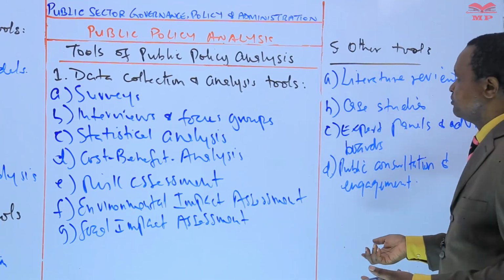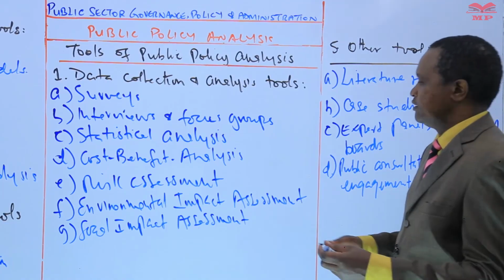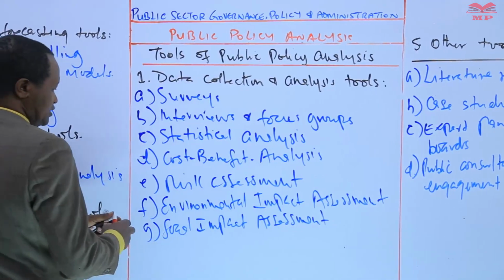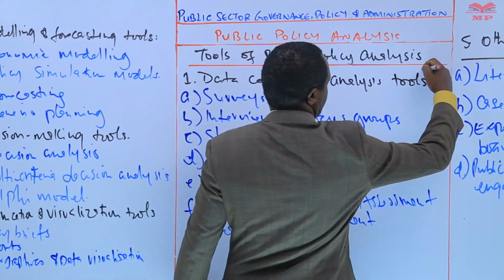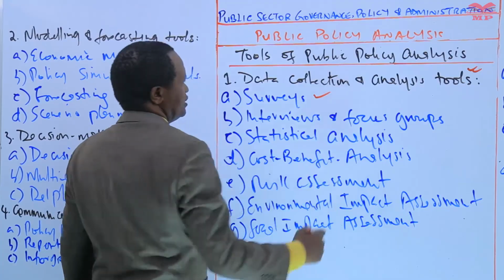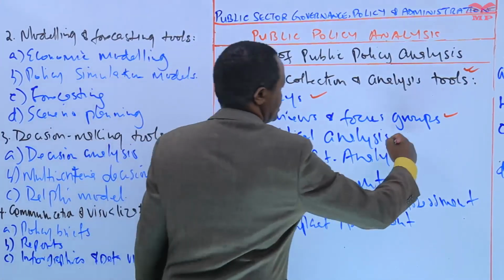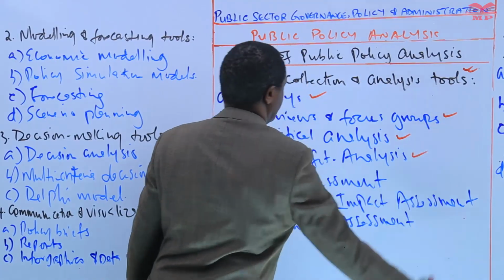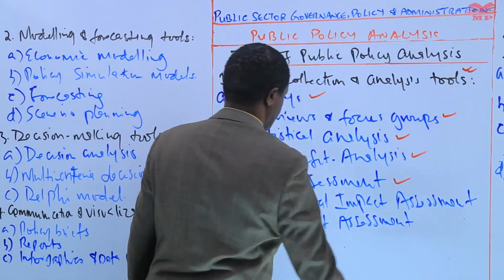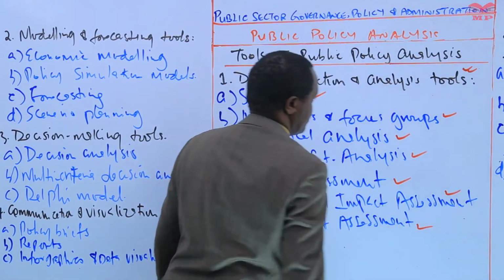We've categorized them into 5 groups. The first group is data collection and analysis tools. The first tool is surveys, interviews and focus groups, statistical analysis, cost-benefit analysis, risk assessment, environmental impact assessment, social impact assessment.